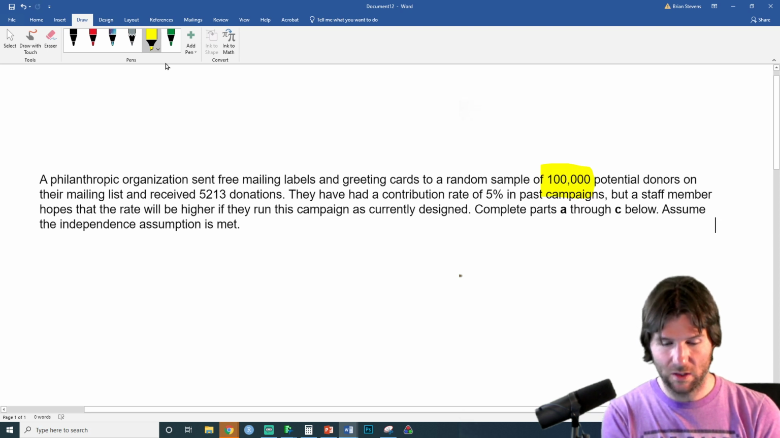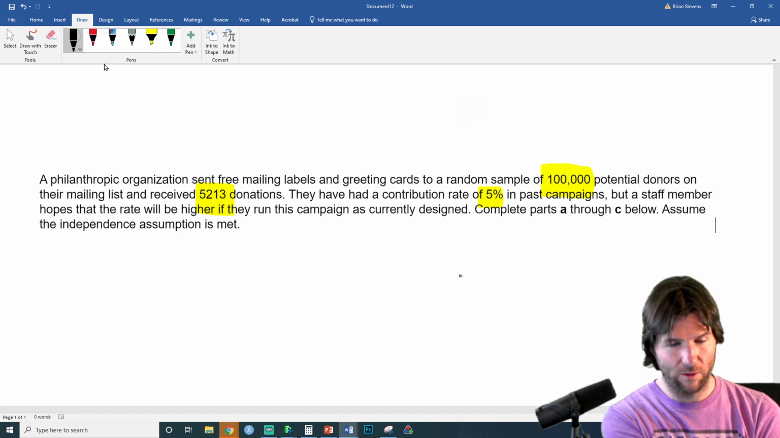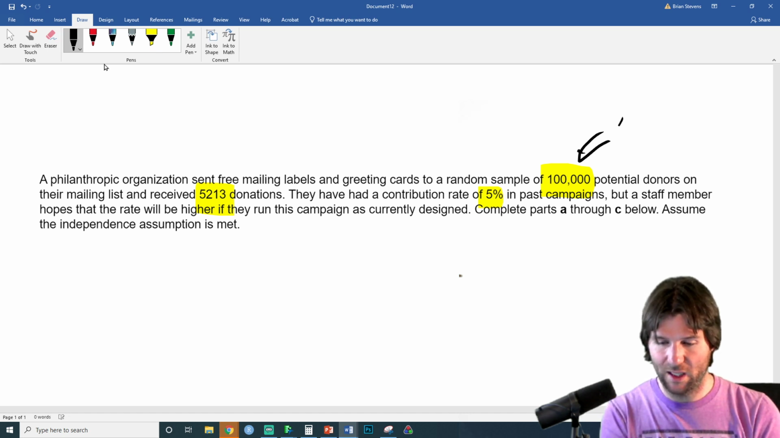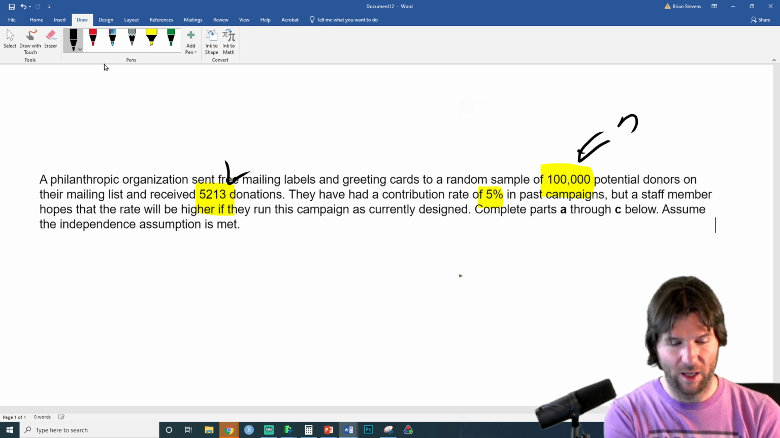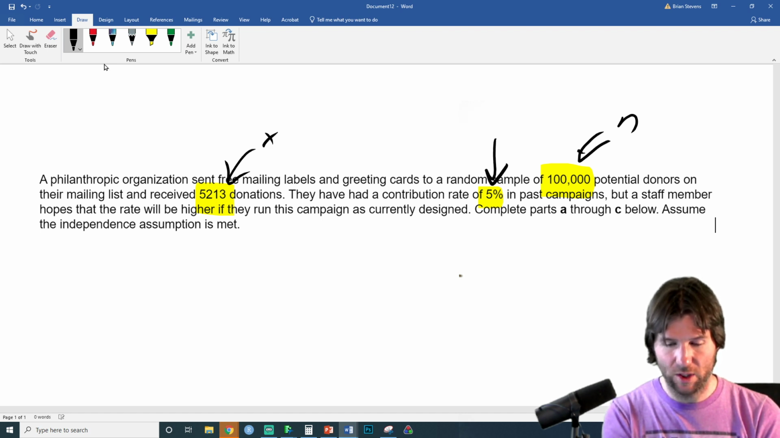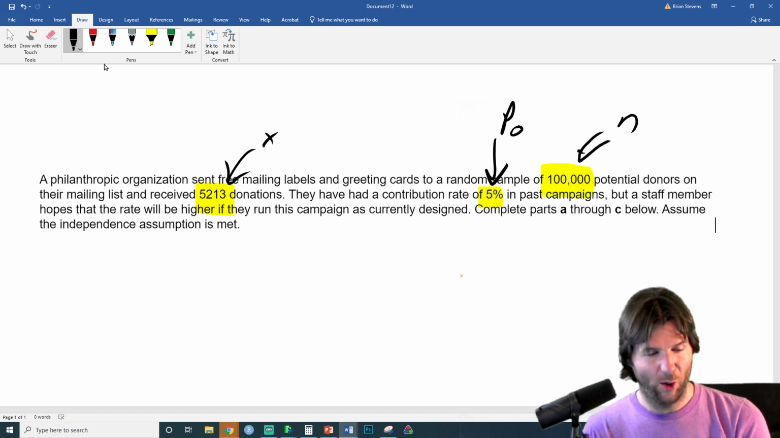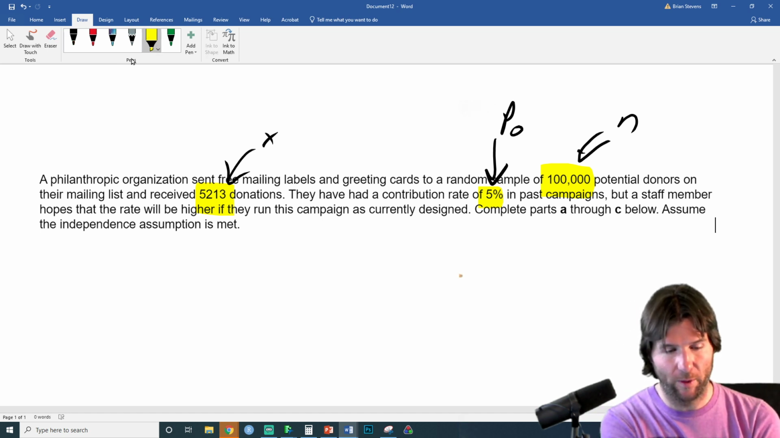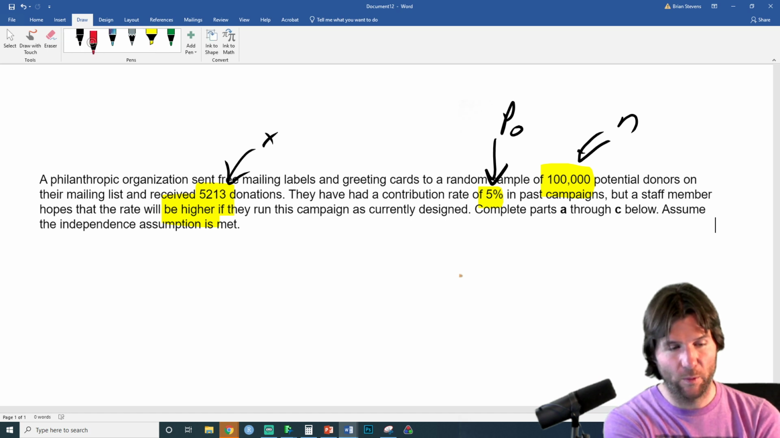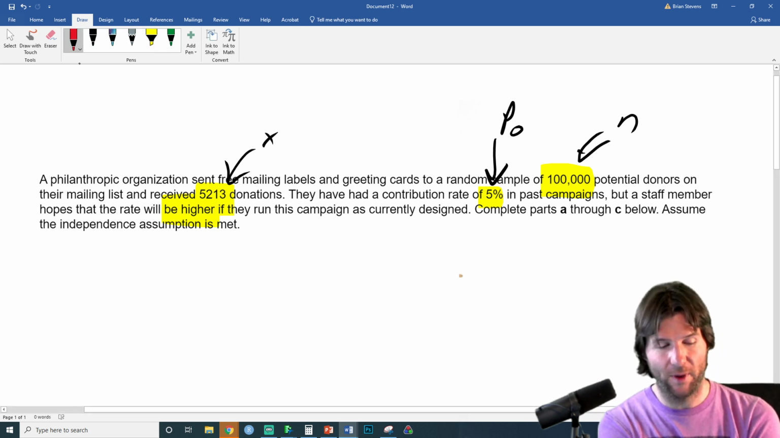So we've got here this. There we go. So let's do this. This is the sample size right here. This is how many conform to it. And one of the best things is this question is really done well in the TI calculator. Hopes the rate would be higher. So they're hoping the rate would be higher. So now we have to write down our 4 steps for hypothesis testing.